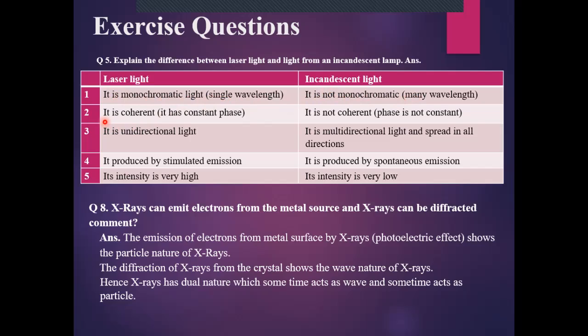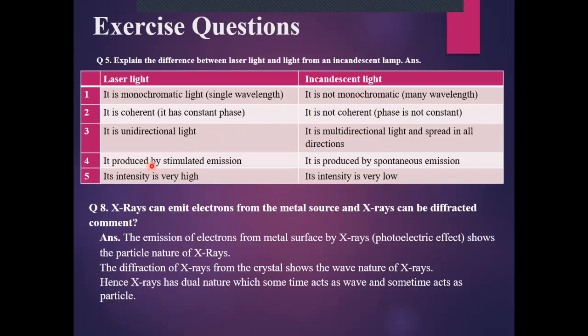Then the second property: laser light is coherent, or all the beams in the laser light have a constant phase difference. Whereas the light from the incandescent lamp is not coherent, or their phase difference does not remain constant between two rays of light. Laser light is unidirectional, it travels in only one direction and dispersion is very small, whereas incandescent light is multi-directional and spreads in all directions.